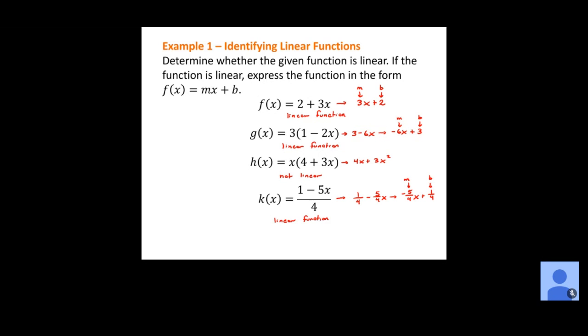So a couple of these up front don't necessarily look like they would be linear, but by simplifying first and rearranging terms to get them in that mx plus b form, we can show that these are actually linear functions. And so the only one that's not here is the third one where we get the x squared. That would not be a linear function.